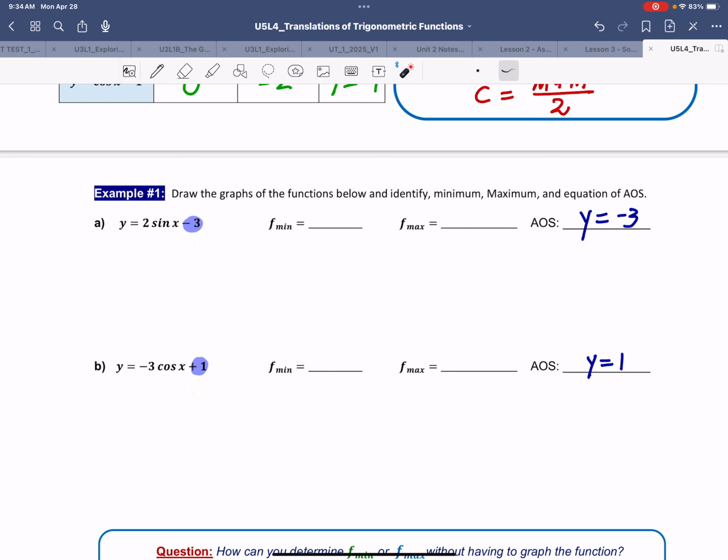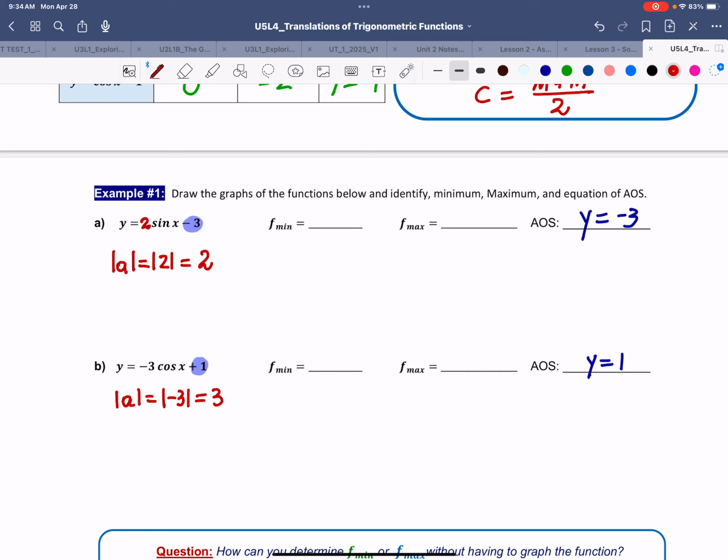Now, when we talk about the min and the max, we need to know what the amplitude of the function is. The amplitude of the function in the first example is the absolute value of 2, and that would be equal to 2. Now, in the next example, the amplitude of this function will be the absolute value of -3. That makes the amplitude equal to 3.